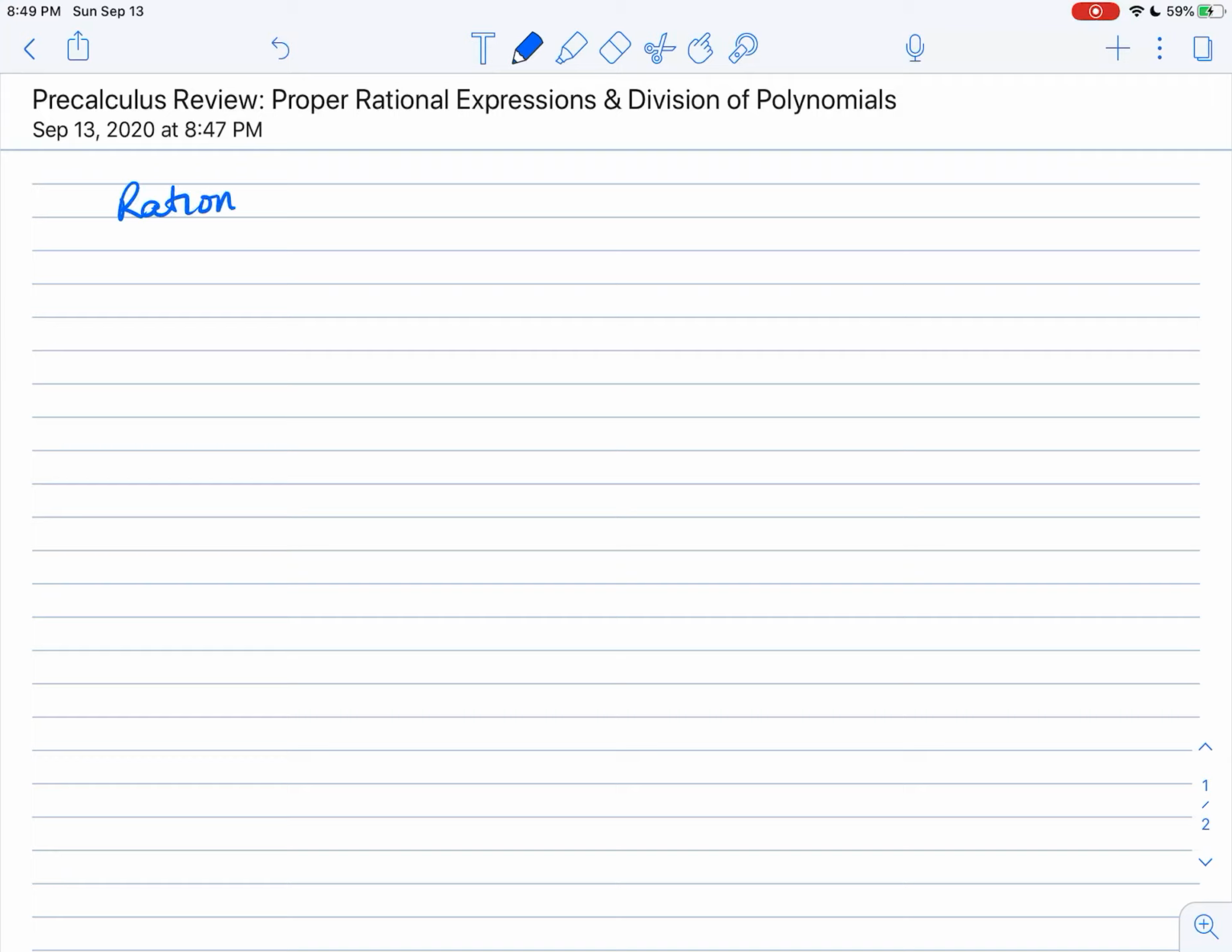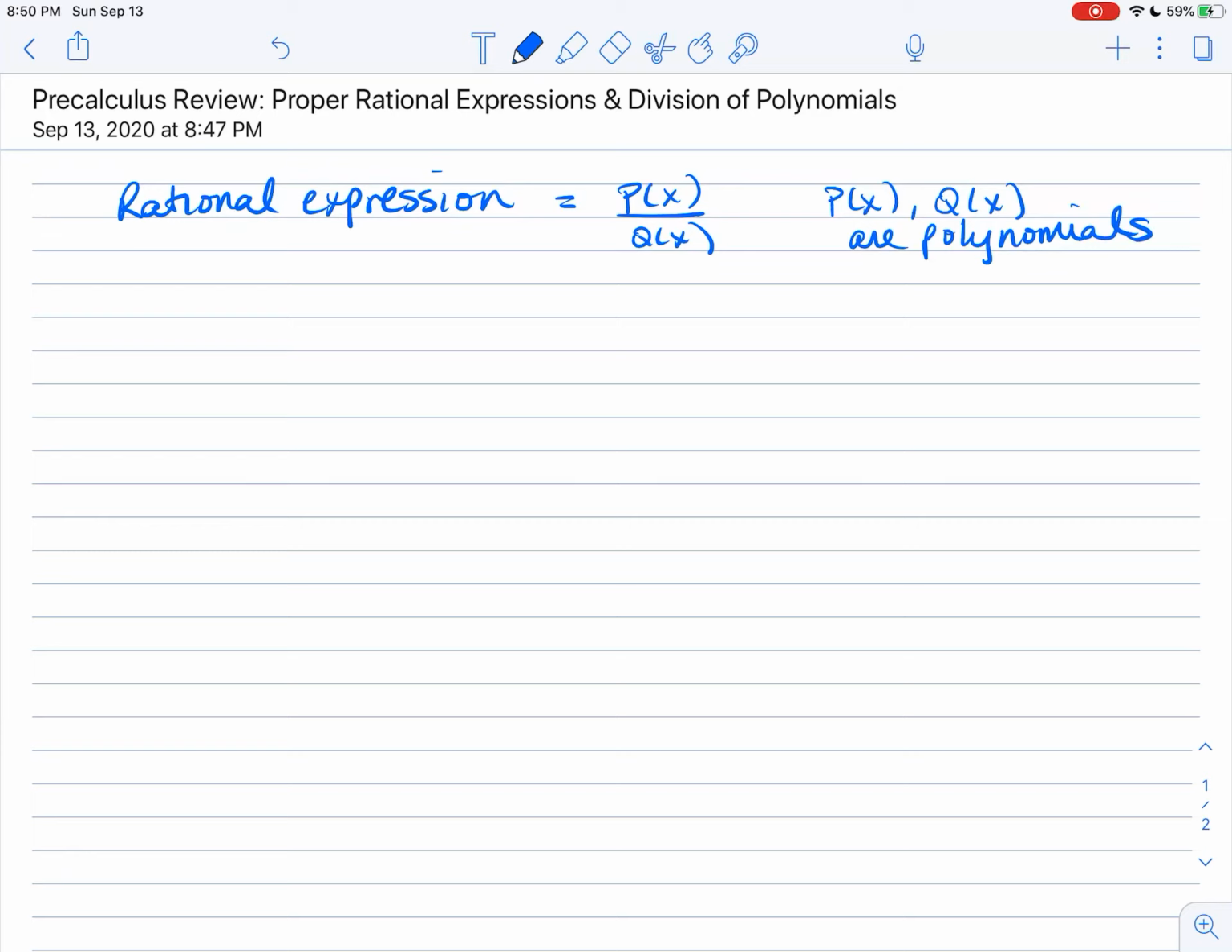A rational expression is one that is a quotient of a polynomial over another polynomial. So this would be a p of x over a q of x, where p of x and q of x are polynomials. Okay, so some examples would be x squared minus 1 over x cubed plus 2x plus 1, something like that.